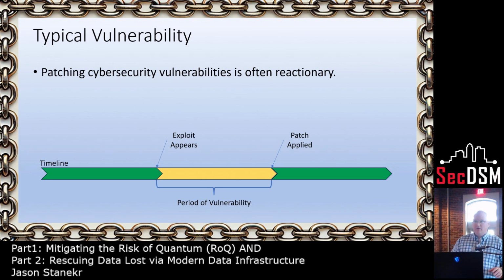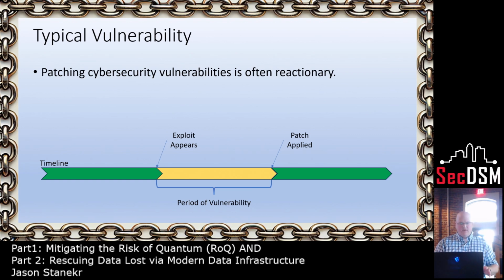So let's take a look at what a typical vulnerability consists of. So typical vulnerability, there's a period of time where we think that we are safe. There's an exploit that appears in the wild, so perhaps a day zero, and then there's a period of time that we think we're vulnerable, after which we apply a patch and we hope that we're safe after that.